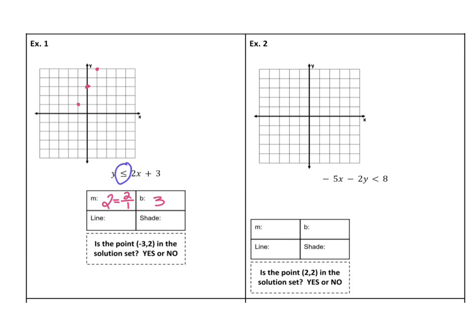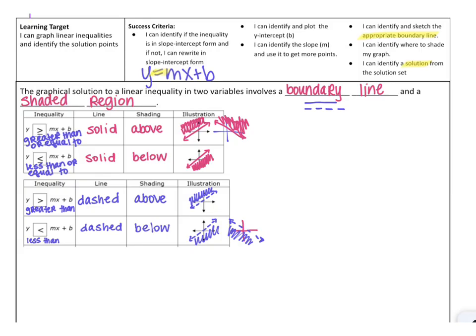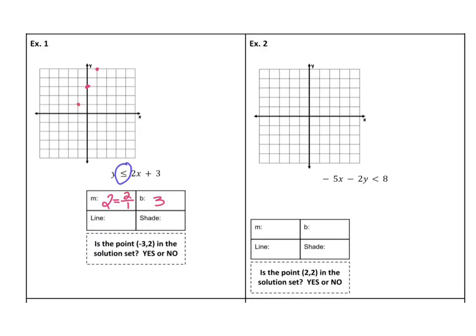So let's refer back. When I had a less than or equal to, where is that in my little chart? I'm highlighting them for you. Oh, I think it's my second one. Less than or equal to, that tells me it's going to be a solid line and shading below. So I can go ahead here and say my line will be solid, and I will shade below. So since my line's solid, I'm just gonna draw that lovely line, and then I'm gonna shade below.